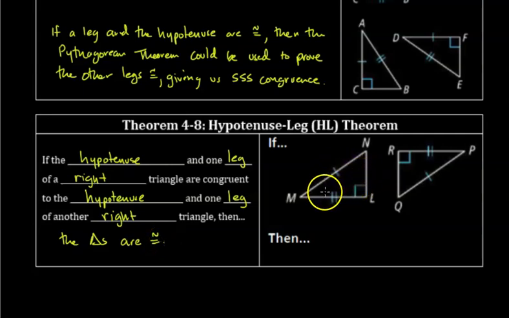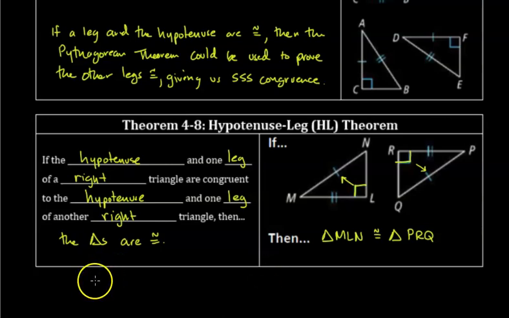So we see over here in this picture that we have two right triangles here and here, right angles there and there. The hypotenuses are congruent. That would be segment MN and segment PQ. And then each of the triangles has a leg that's congruent to the leg on the other. So segment ML is congruent to segment PR. That would indicate by what we call HL, which stands for hypotenuse leg, that triangle MLN has to be congruent to triangle PRQ by the HL theorem.